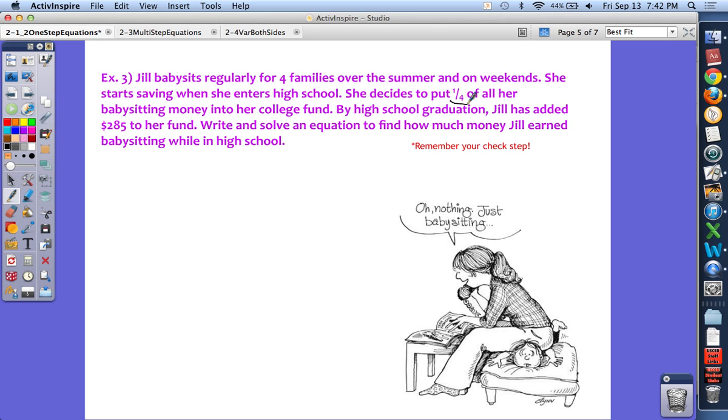Okay, now that you've solved, the 1/4 of her babysitting money is her college fund. So 1/4 of the money is the college fund. Well, we know something in there. We know that Jill has added $285 to her fund. So the college fund can be replaced with $285, which means the only variable we have left is M in my case. Maybe it's X in yours. So over here, tell me what M stands for. Mine is going to be babysitting money. Whatever variable you use, it should still be the same babysitting money for this problem.